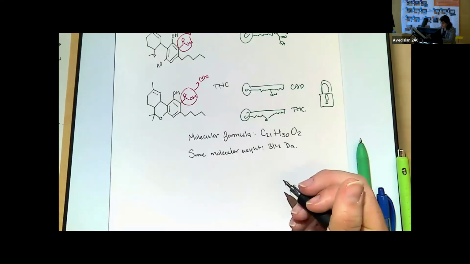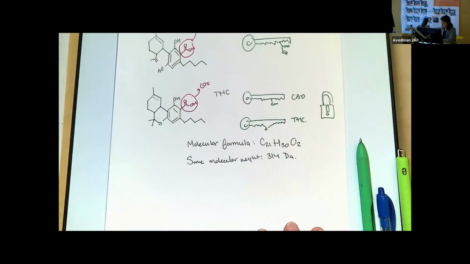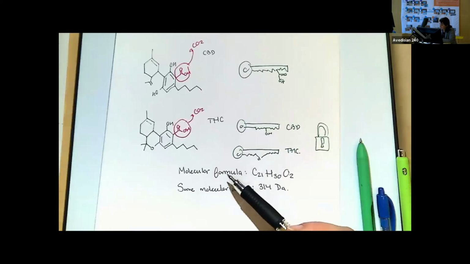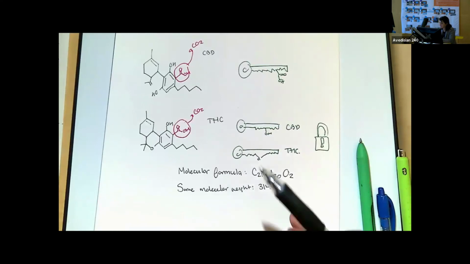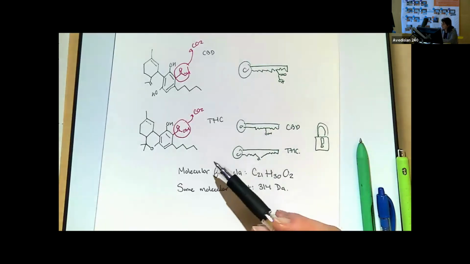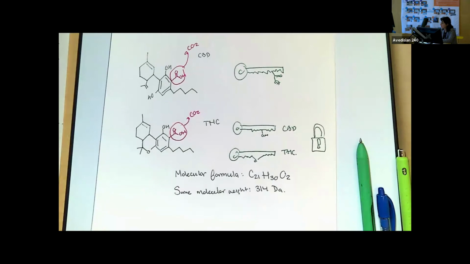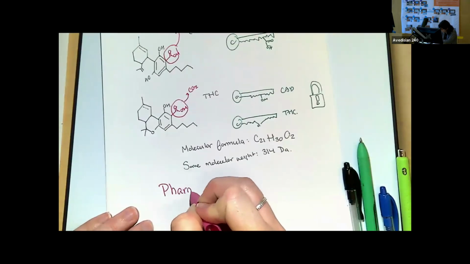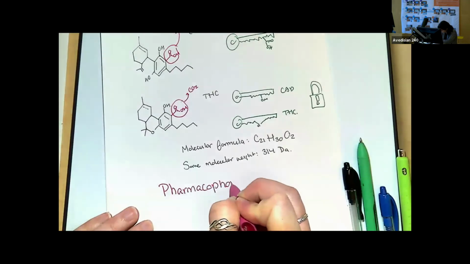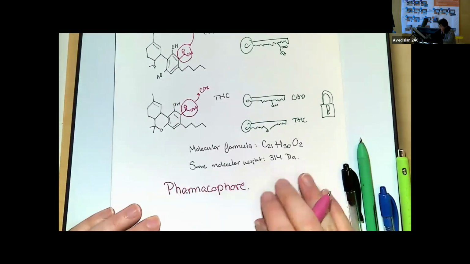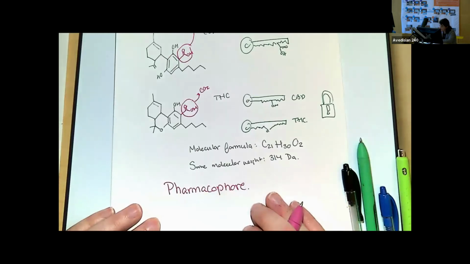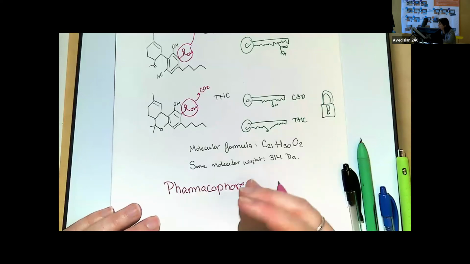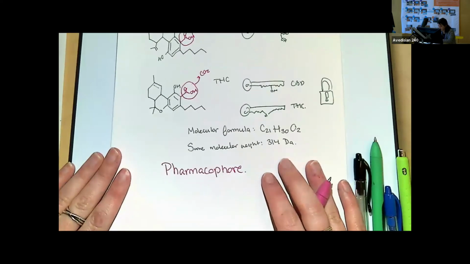So the reason that THC can bind to the same receptor as our endogenous ligands, such as anandamide or 2-AG, is because it contains a similar pharmacophore. So when I say pharmacophore, we're really talking about a part of the molecular structure that's responsible for interacting with the receptor and causing some sort of activity within our body.